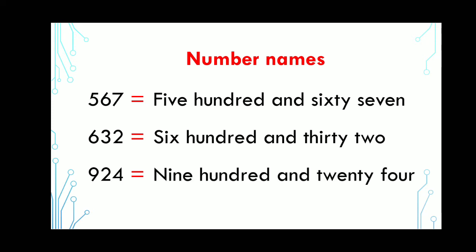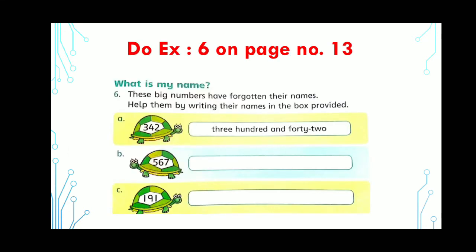Now next, 924. 9, now write the spelling of 9, then 924. Now do exercise 6 on page number 13. What is my name? These big numbers have forgotten their names. Help them by using their names in the box. 342, that will be named as 342. This one example is done for your help. Now complete the remaining parts in the box.